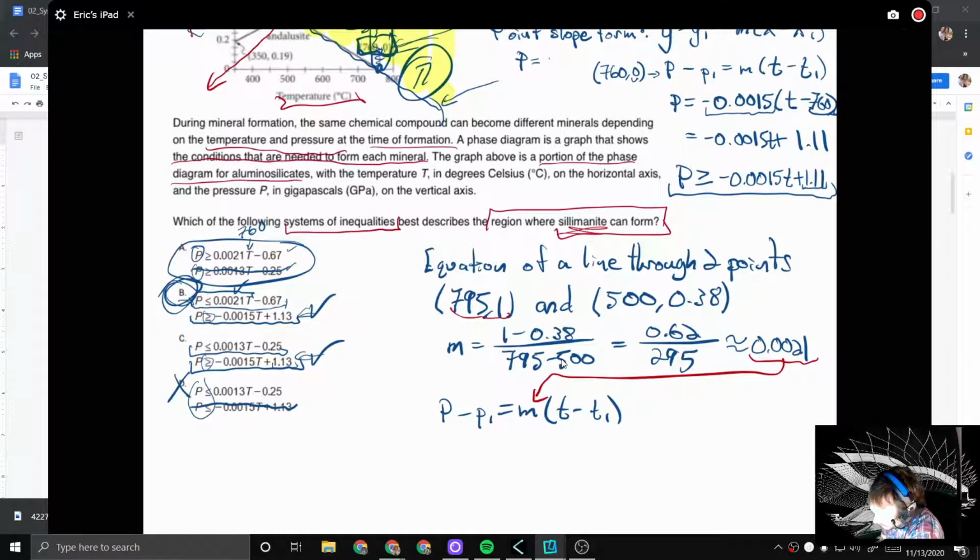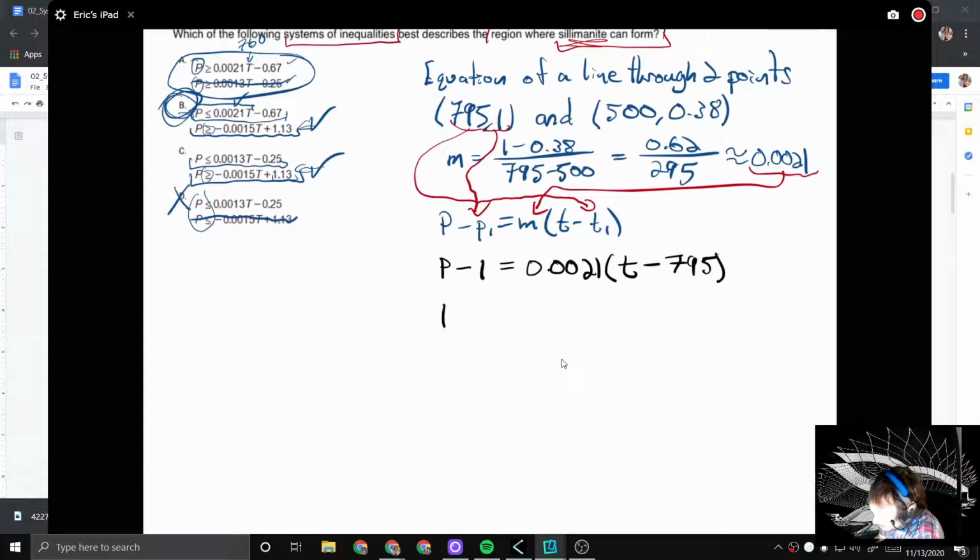Let's use this one here because it's easier for me to draw. So we'll plug the 795 in for T1 and the 1 in for P1. And we get P minus 1 equals 0.0021 times t minus 795. Solve for p equals 0.0021 t minus 0.0021 times 795.